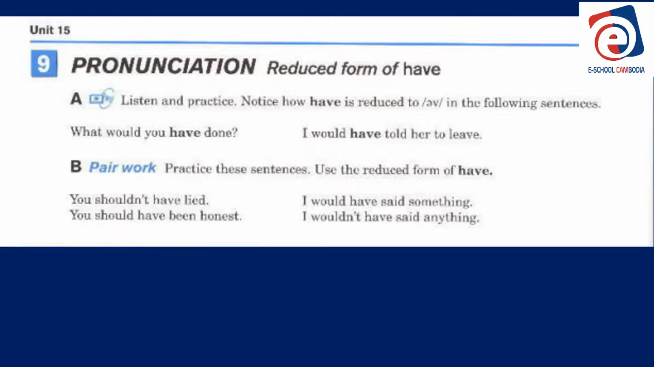Look at the sentences below. You shouldn't have lied. Shouldn't have. I'll read it correctly first. You shouldn't have lied. You should have been honest. I would have said something. I wouldn't have said something. And so this is correct English. I teach you correct English. I teach you to speak correct English. It's very important for you to learn how to speak correct English.